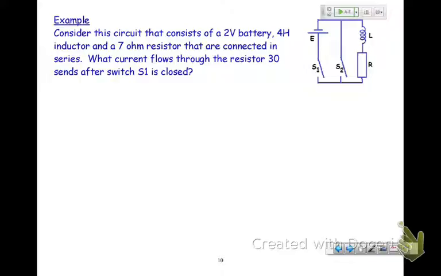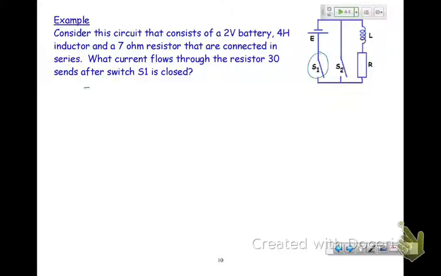Consider a circuit that consists of a 2-volt battery, 4 Henry inductor, 7 ohm resistor that are connected in series. What current flows through the resistor 30 seconds after it's closed? S1 is closed, so again I'm energizing.